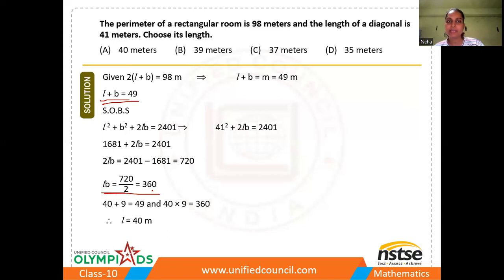So two equations we have, two variables we have, so we can solve. But it is totally a waste of time. You can just go with the option hit and trial method to save your time in the exam. All right, perfect. Then let's move to the next one.